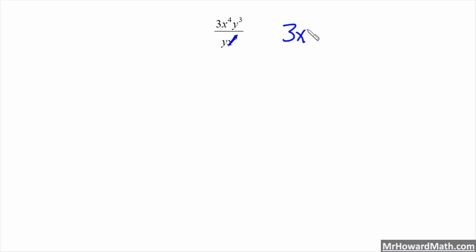So the 3x to the 4th is going to stay the same. There's nothing to change that down here in the denominator. But with the y's, we have y cubed over y. So we have y to the 3rd power on top and y to the 1st power on bottom. So the top wins by 2. 3 on top, 1 on bottom, top wins by 2. So y squared ends up being on top, and that's our final answer.